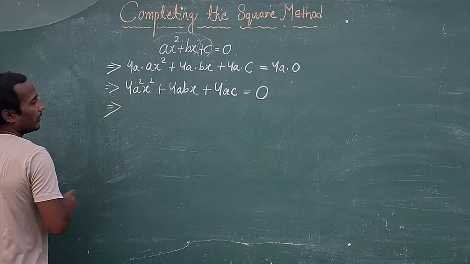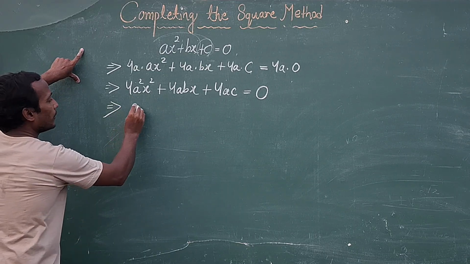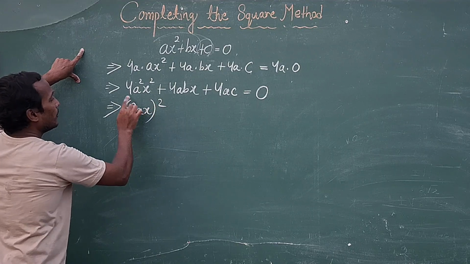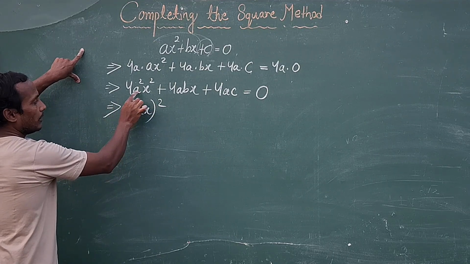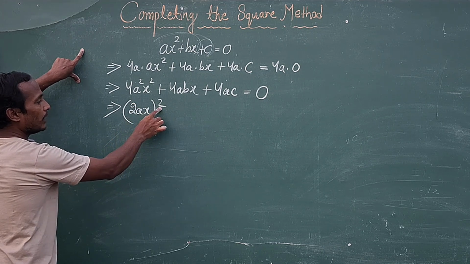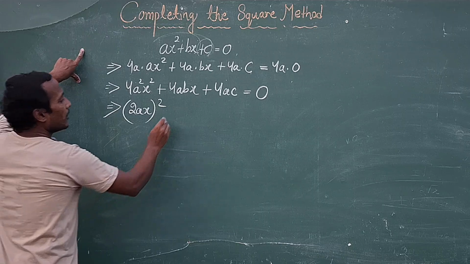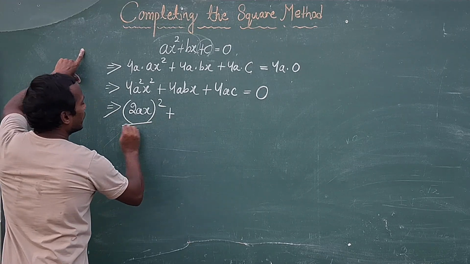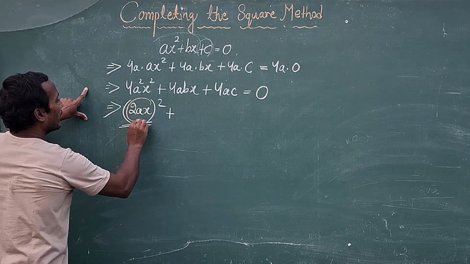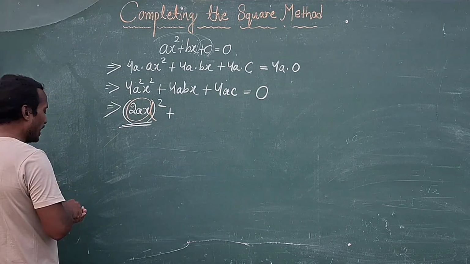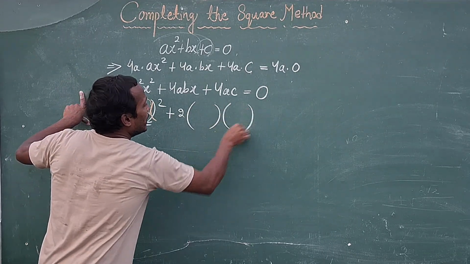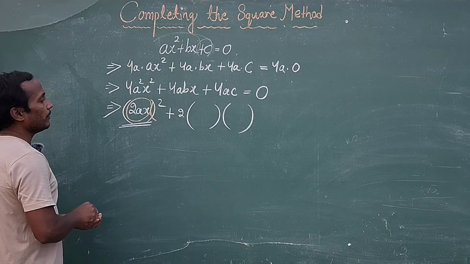Next, you observe that 4a square x square is actually 2ax whole square. How? The square of 2 is 4, a square is the square of a and x square is the square of x. So 2ax whole square is 4a square x square plus, now this is like a square, so for me a is this thing. So I will try to write now 2a and b.